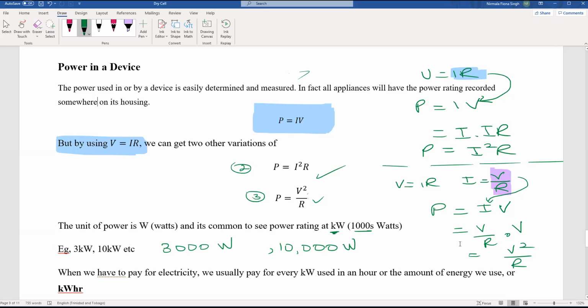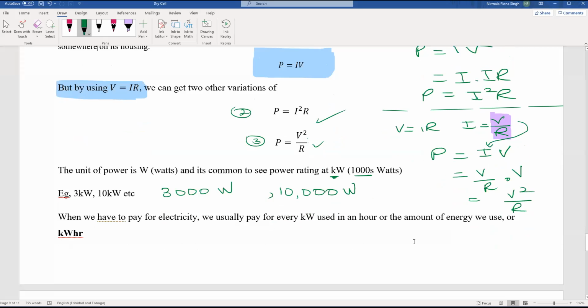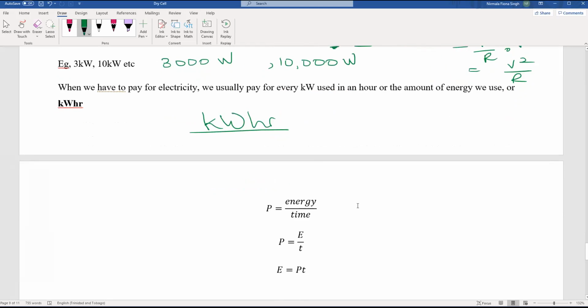When we have to pay for electricity, we usually pay for every kilowatt used in an hour, or the amount of energy we use. So we pay for electricity using a standard of kilowatt hours. If you all have never seen this, I advise that you go right now after class and check your parents' TNTech bill, and you're going to see that they are rated in kilowatt hours. So we pay for energy, right? We look at how many kilowatts we use in every hour, and then you just multiply it across.